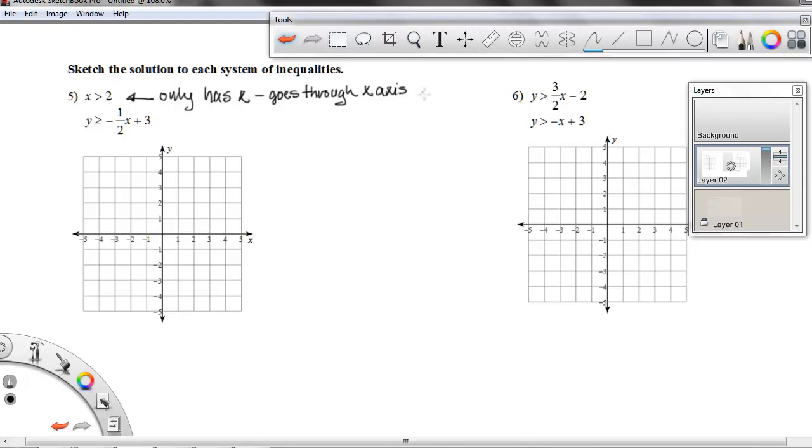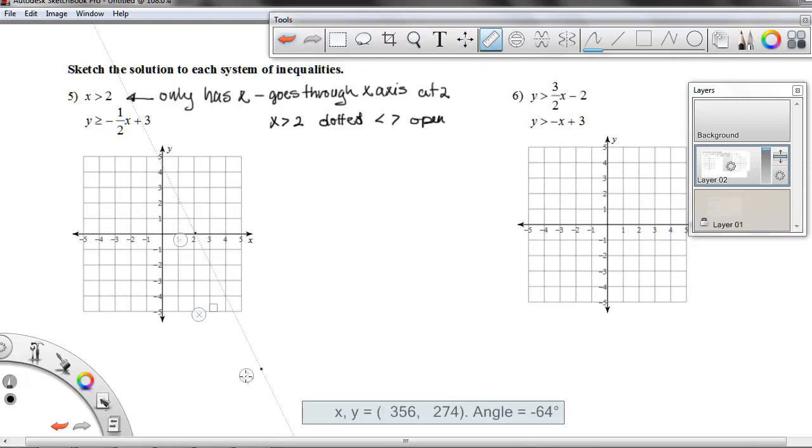Now because it's greater than, it'll be a dotted line. It's a little bit different because there's only an x in it. We don't really look at it as shading above or below. We look at it as if we're shading left to right. So x is greater than 2 is a dotted line. It'll be open because it's greater than.